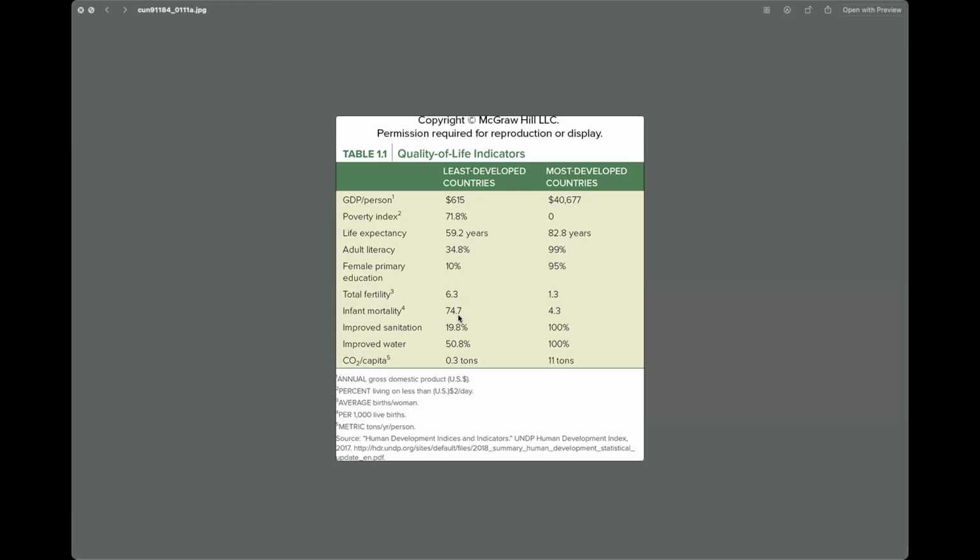Infant mortality, you can see, is very big in the global south. Improved sanitation, improved water. See, what they're claiming here for advanced industrial countries, I think is just not true. Improved water, 100%? Really? Flint, Michigan? PFAS? Really? This isn't true. Improved sanitation? Yeah, no. And then carbon dioxide per capita. Notice that it's 11 tons per person per year in an advanced industrial country, and it's 0.3 for people in the least developed countries. And yet these folks are paying the bill for the greenhouse gas emissions of these folks.